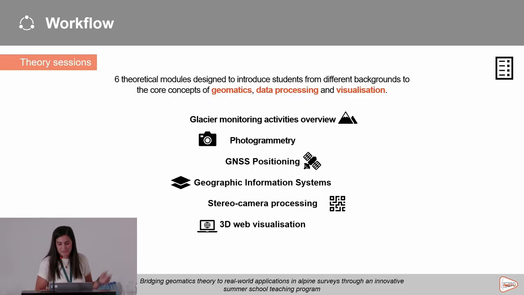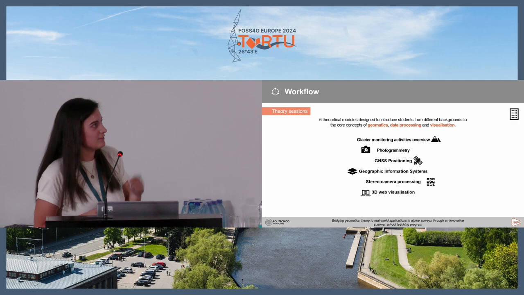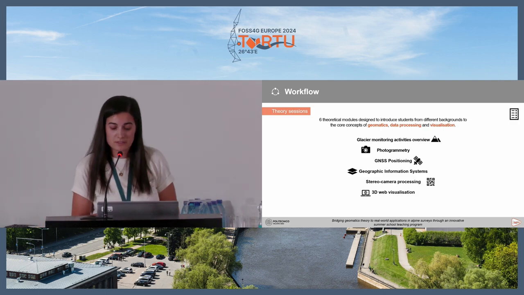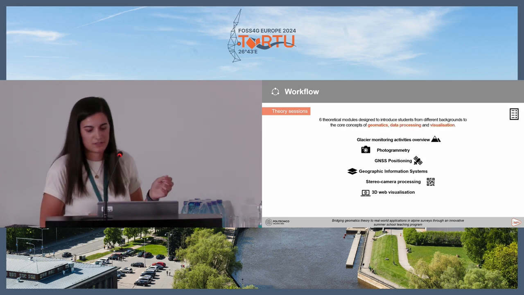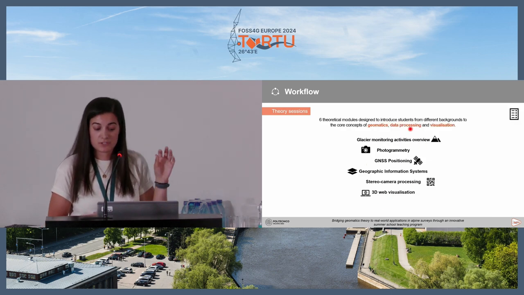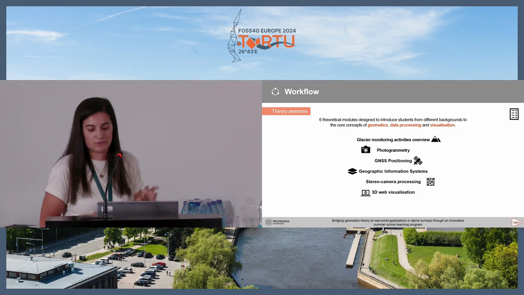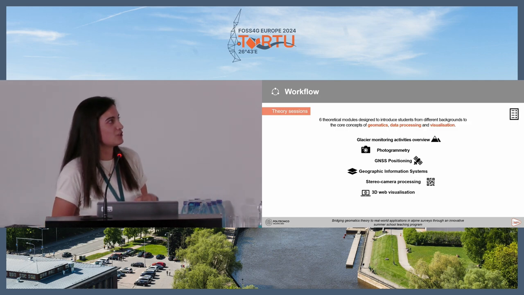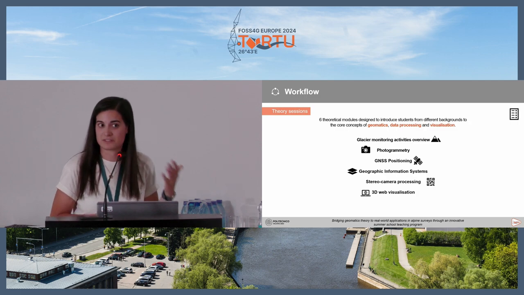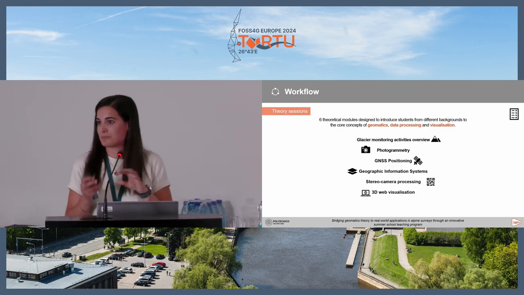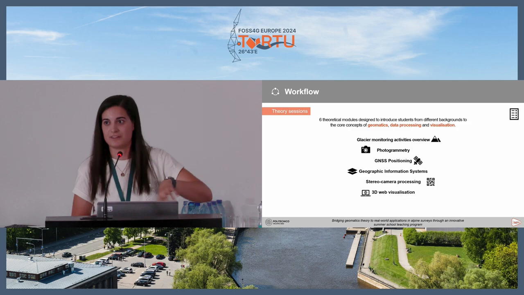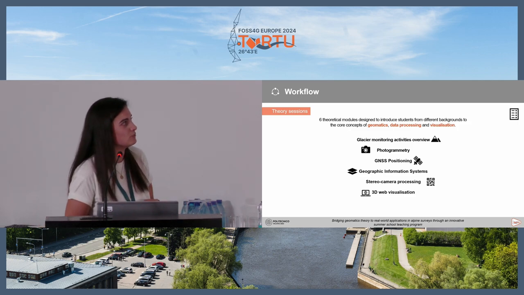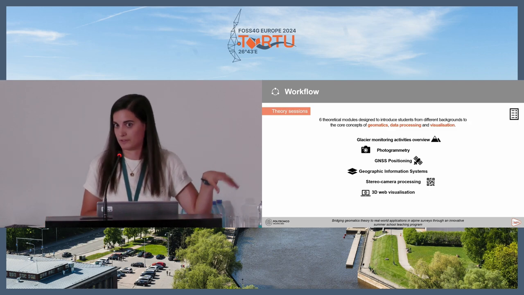So firstly, the theory sessions. This was something already consolidated in the past, dedicated to, as I was mentioning, geomatics, data processing and visualization. Mostly there is first a main idea on the background of the glacier, because it is really a challenging environment. It changes every year. Also, it's not that accessible in terms of mobility. Sometimes the tracks are missing because part of the moraine is collapsing. So it's also a dangerous area. So the first part is also an introduction on how to go there and be prepared for the fieldwork.